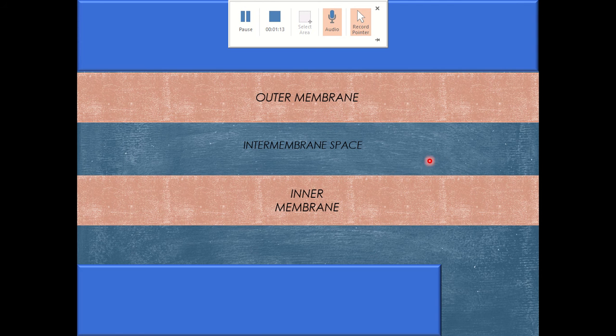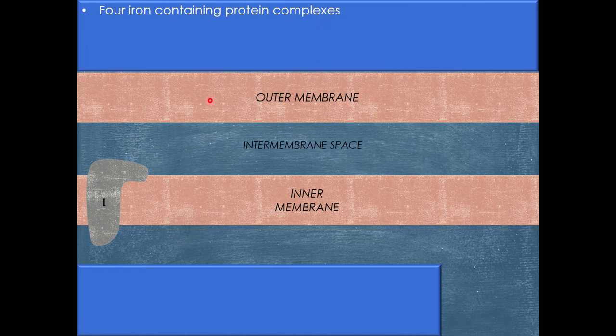So here's a zoomed in diagram of the mitochondria: inner membrane, intermembrane space, and outer membrane. This blue box up here is the cytosol or cytoplasm. This down here is the matrix, which is the cytoplasm of the mitochondria. So you've got four. How do I get rid of this? There we go. So you've got four iron containing complexes.